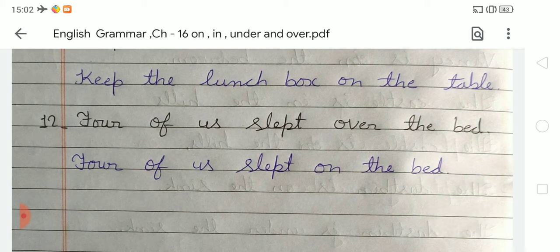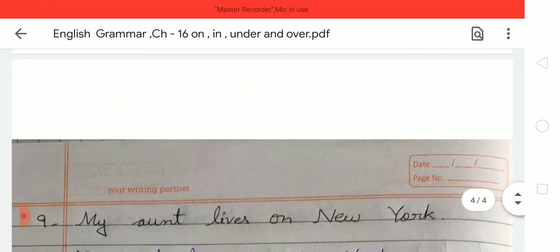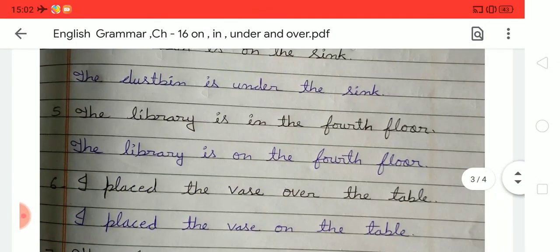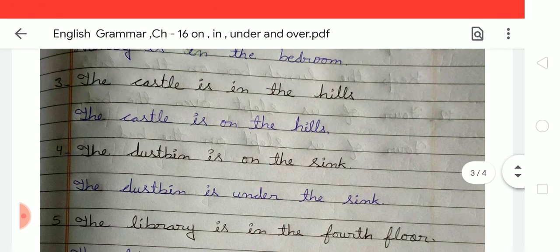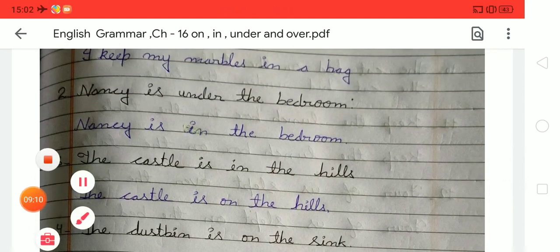Student, I hope it is clear to you how you could write your exercise in your copy with good handwriting. Student, I hope this is clear.